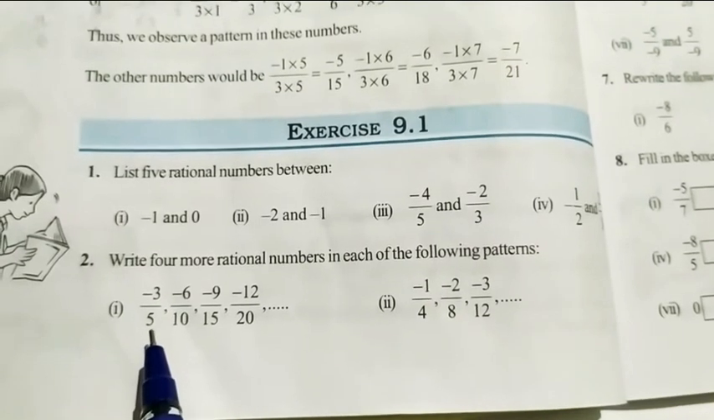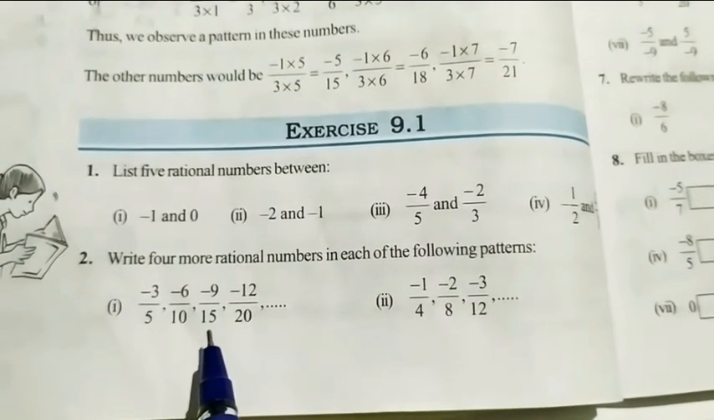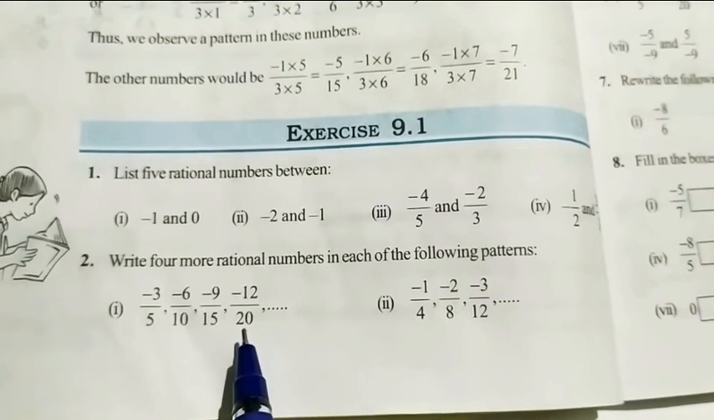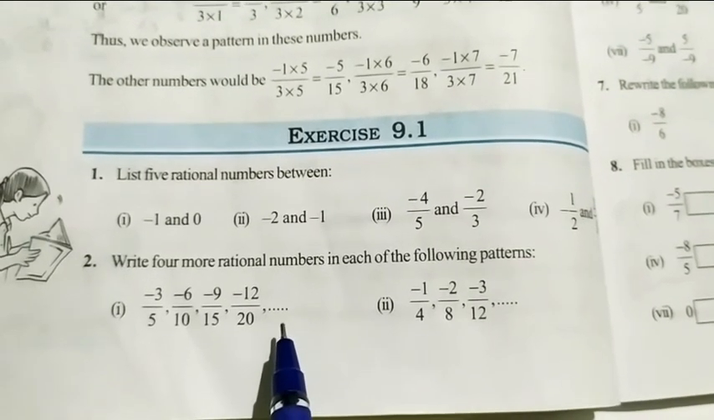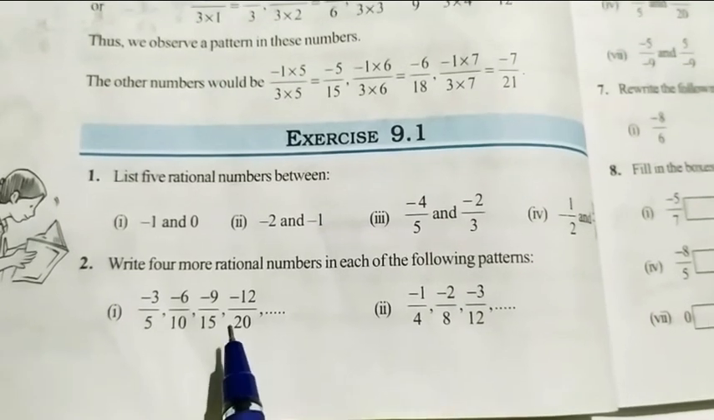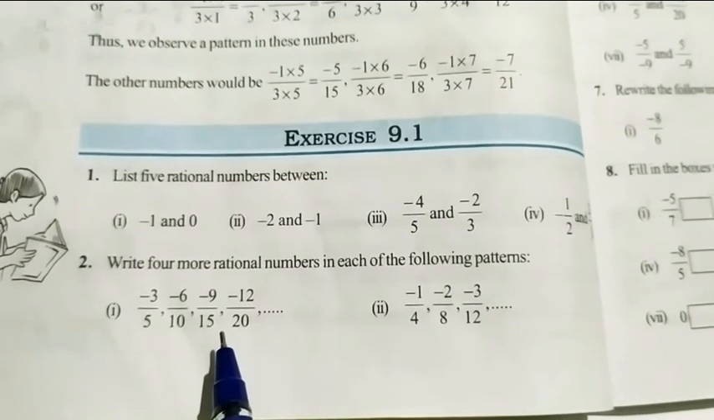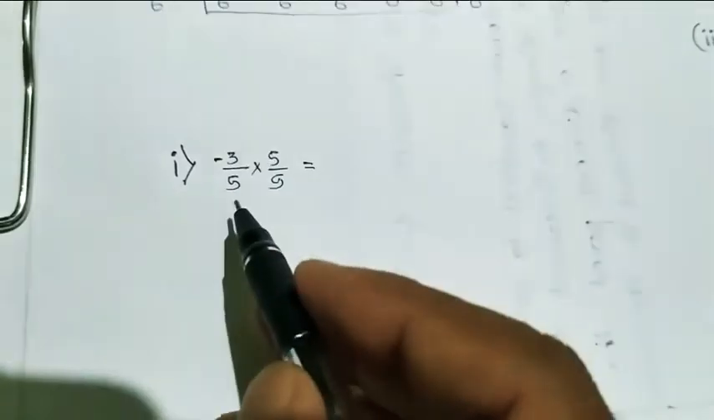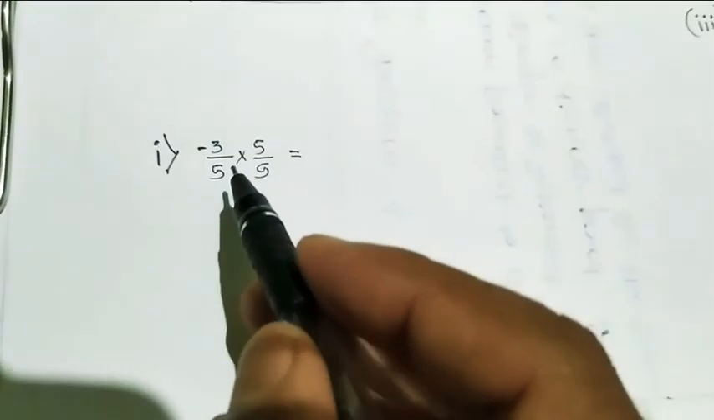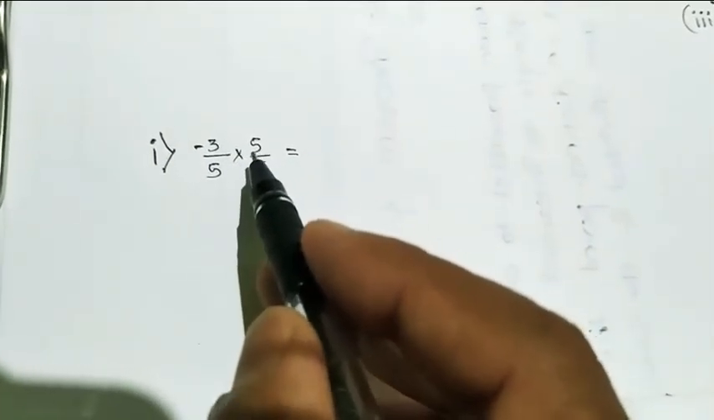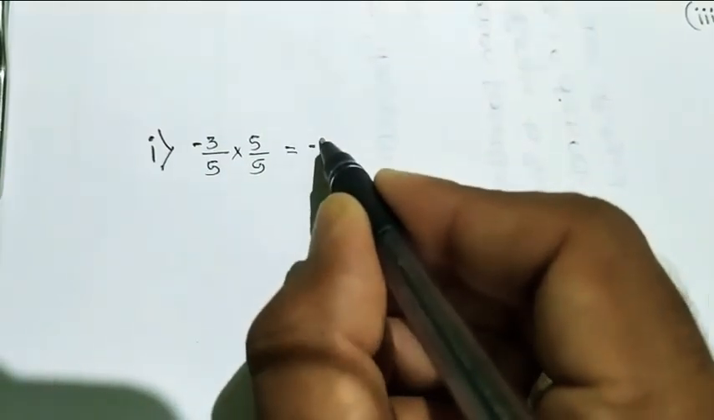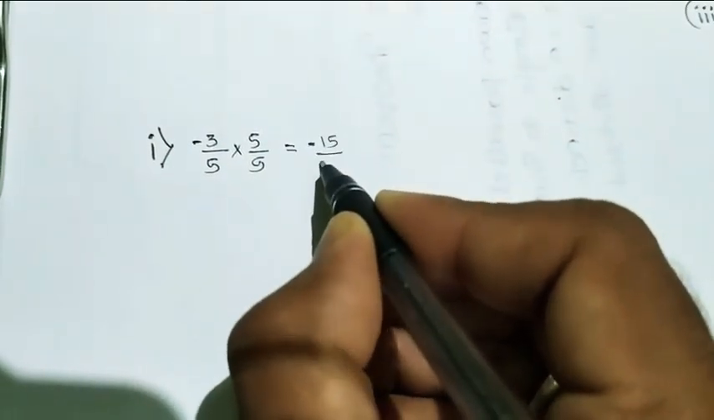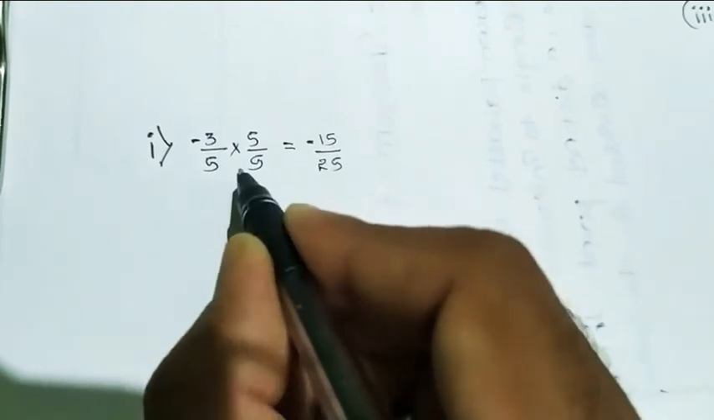So here also 5 ones are, 5 twos are, 5 threes are, 5 fours are. Okay, it means we have to take 5 5s. Okay, so just see here in the answer. So up to the fourth term they multiplied. Now I will multiply with 5 by 5. So minus 3 into 5 it will be minus 15 by 25. So 5 5s are 25.